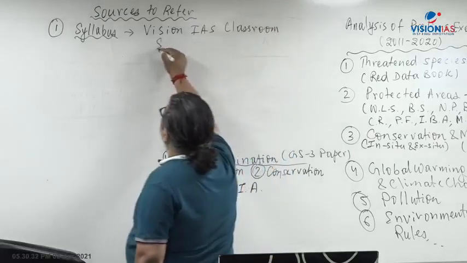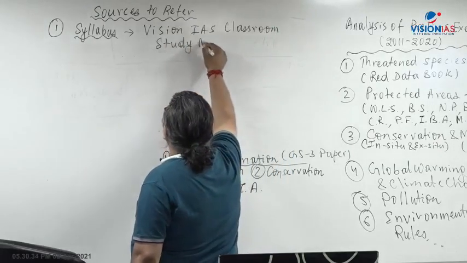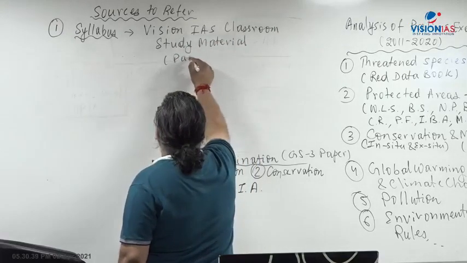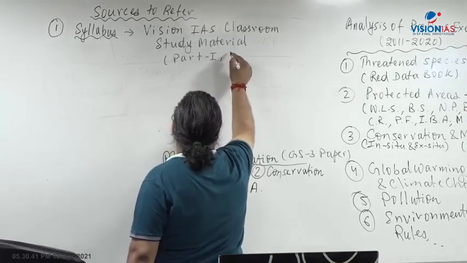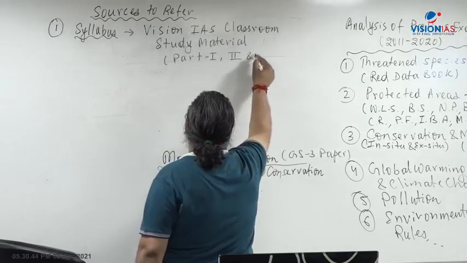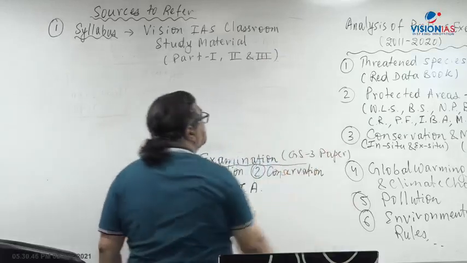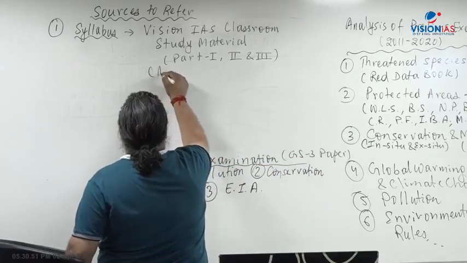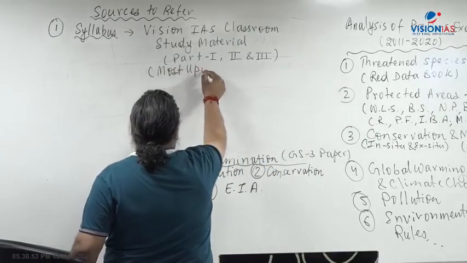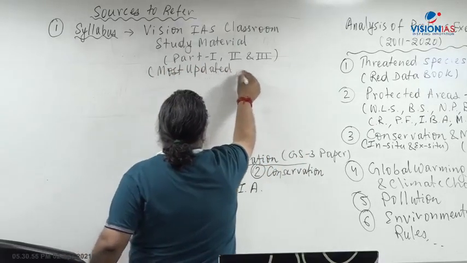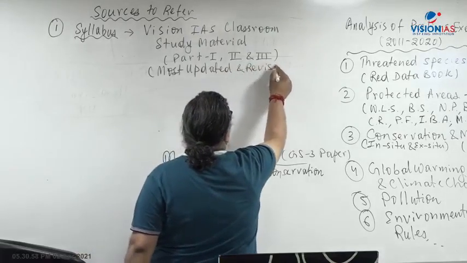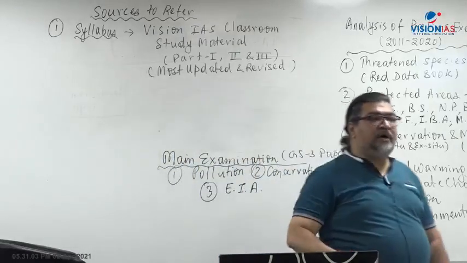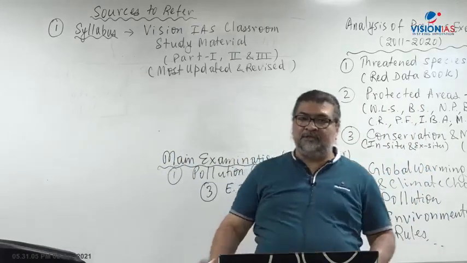Now this classroom study material has been divided into three parts. You have part one, then you have part two, and part three is the most updated and revised material. Part 1, Part 2, Part 3 of Vision IS study material.